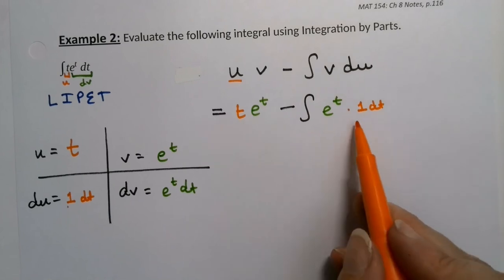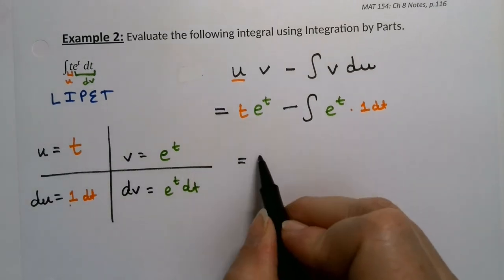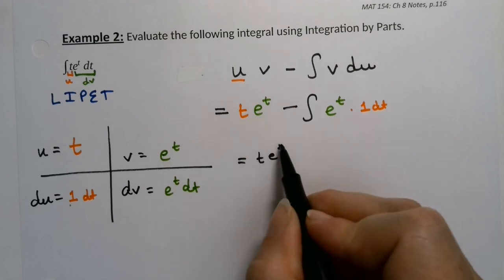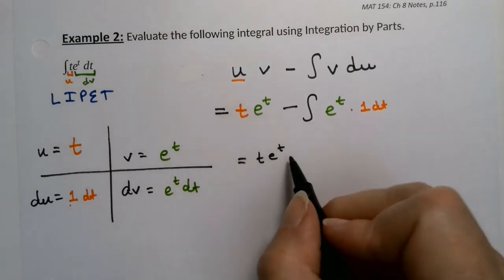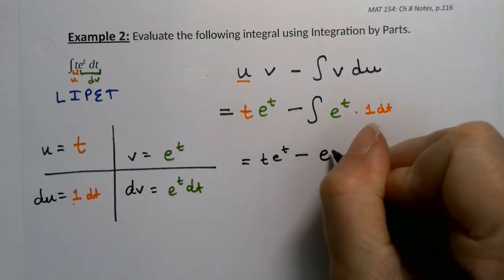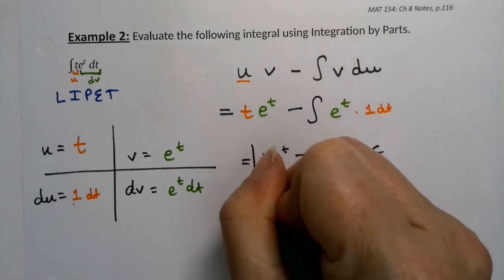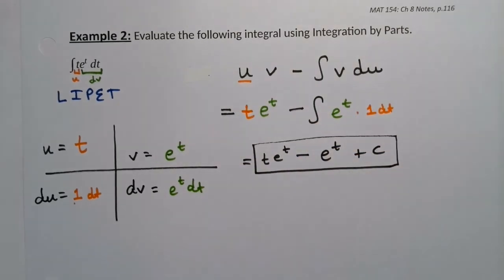And of course you don't really have to write the 1. There's nothing there. Okay, so then this is t e to the t. That part hasn't changed. There's no integral left on that, so there's nothing left to do. Minus, and then we need the integral of e to the t dt. But the integral of e to the t is e to the t. So this is just e to the t plus c. And we're done. Okay, so that was easy.